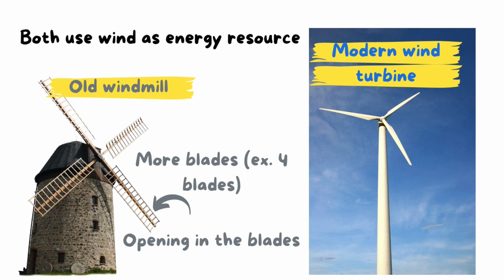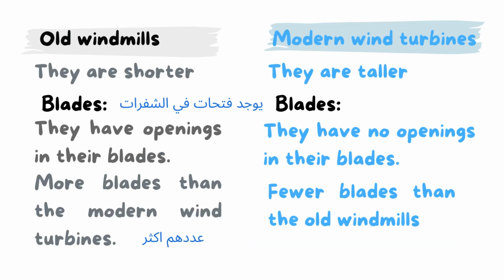Okay, so also there is a difference between the old windmill and the modern wind turbines, as the old windmill is shorter than the modern wind turbines. So let us write this information. The old windmills are shorter, while the modern wind turbines are taller. The blades in the old windmills have openings in their blades.